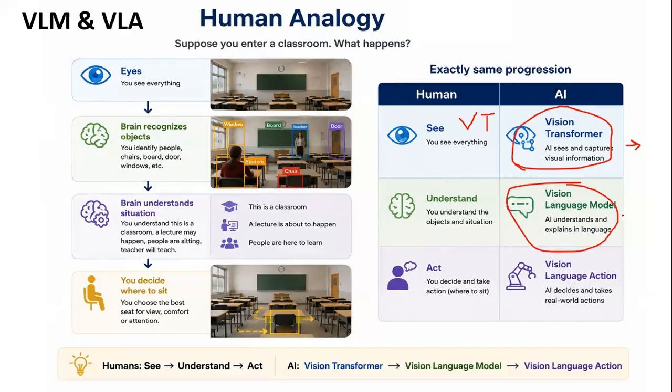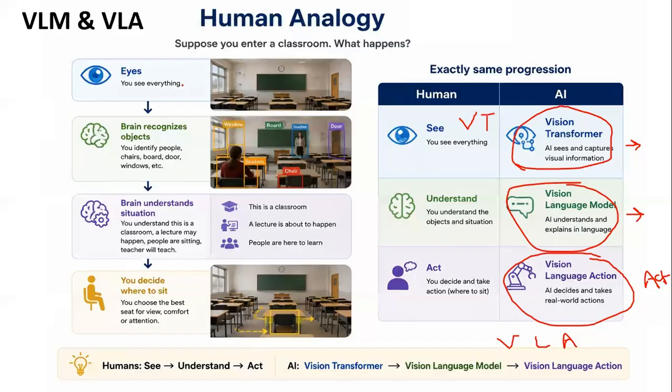A language model understands the video and explains it to you in natural language. Whereas a VLA, after seeing and understanding, also explains and takes the required action, done by something like a robotic arm. That is the vision language action model.